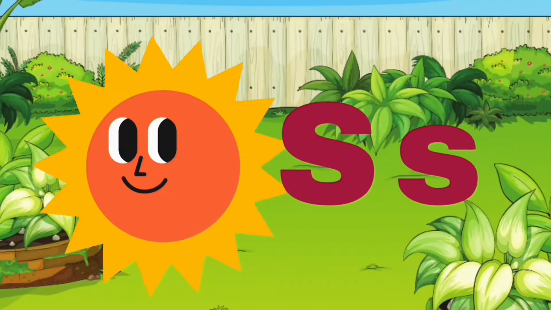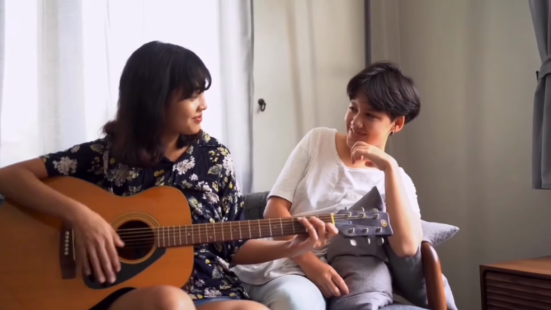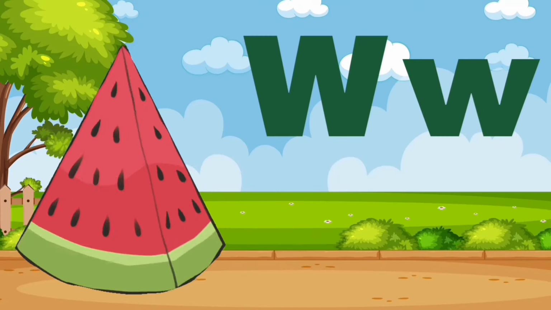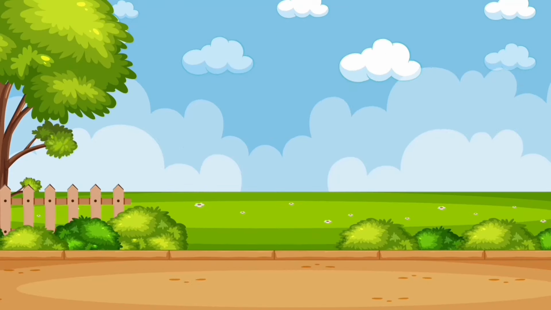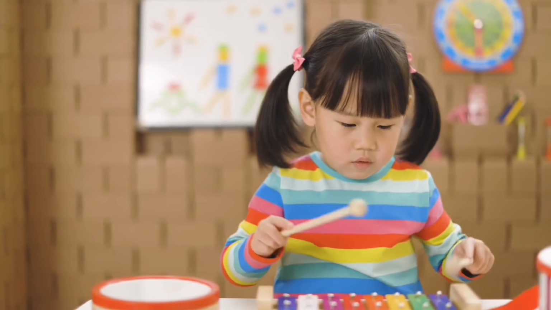T, tree. U is for umbrella, umbrella. U, umbrella. V is for violin, violin. V, violin. W is for watermelon, watermelon. W, watermelon. X is for xylophone, xylophone.